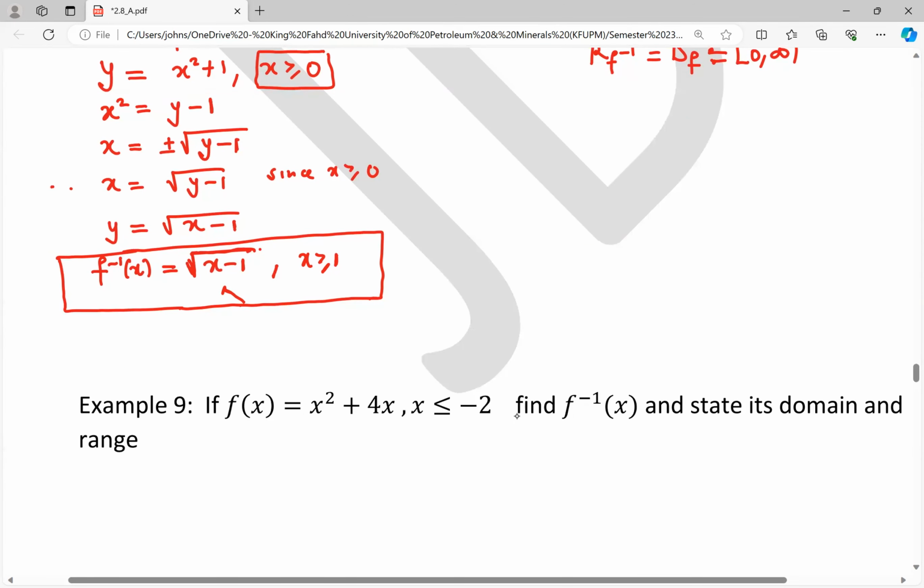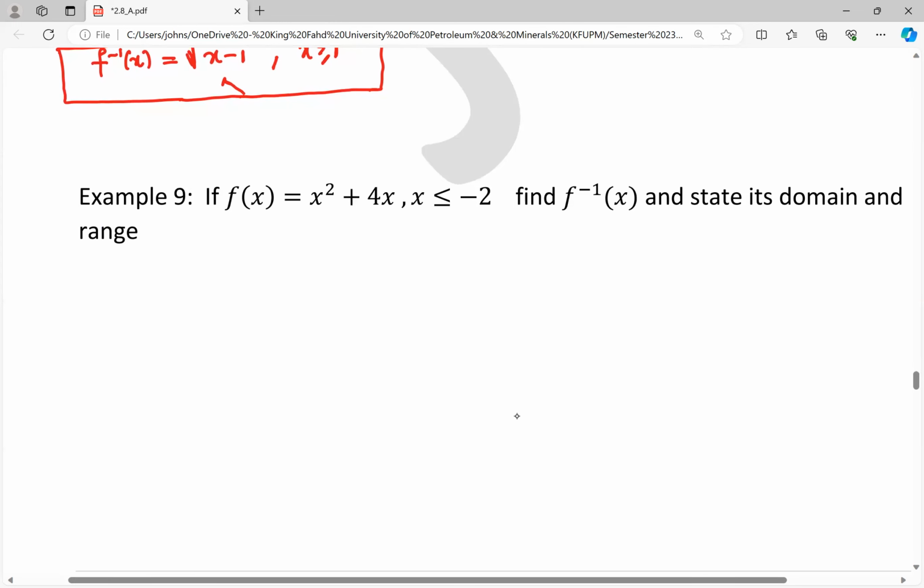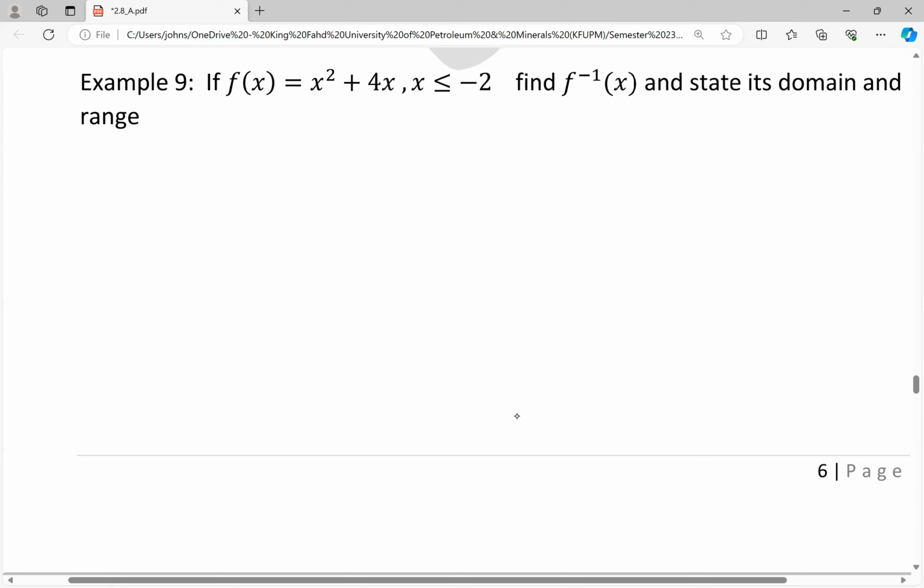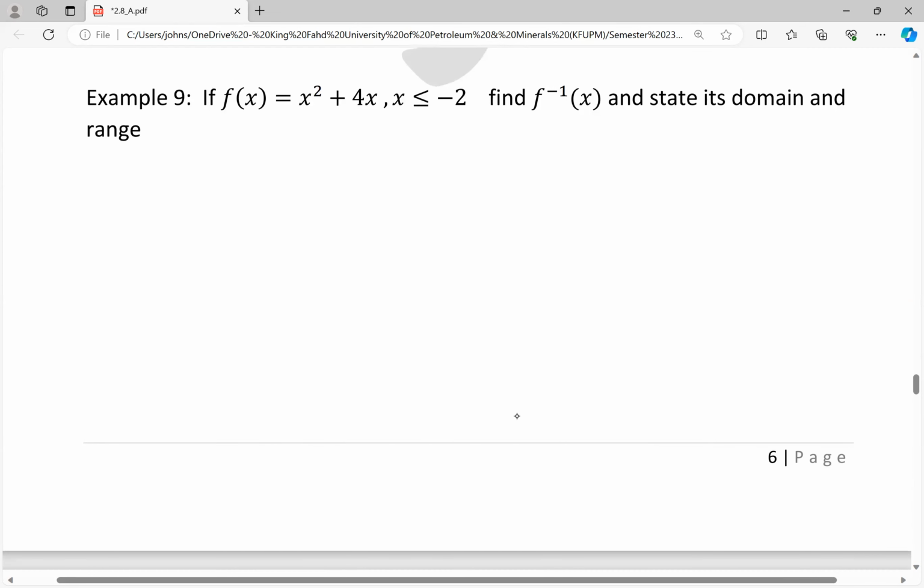All right, so let's go to example 9. For example 9 also, we need to find the domain and the range. Also, we need to find the f inverse. So what to do is always good to study your f first. This is our f function. And as you see, this function is just a quadratic function. And don't forget that every quadratic function can be written in a certain form.